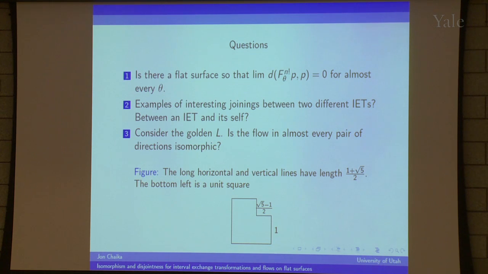Along the lines of this full measure set of flat surfaces, but nothing explicit, I'm going to draw you a flat surface, the so-called golden L. This side has length 1, this side has length 1, this side has length (√5 minus 1)/2, and same with this side. This is a very special flat surface. It has a large stabilizer, which is actually a lattice. It has a lot of nice structure. I think it's unknown if the flows in two typical directions on this are not isomorphic, whether or not there's some secret isomorphism between two typical directions. Okay, so thanks for your time.